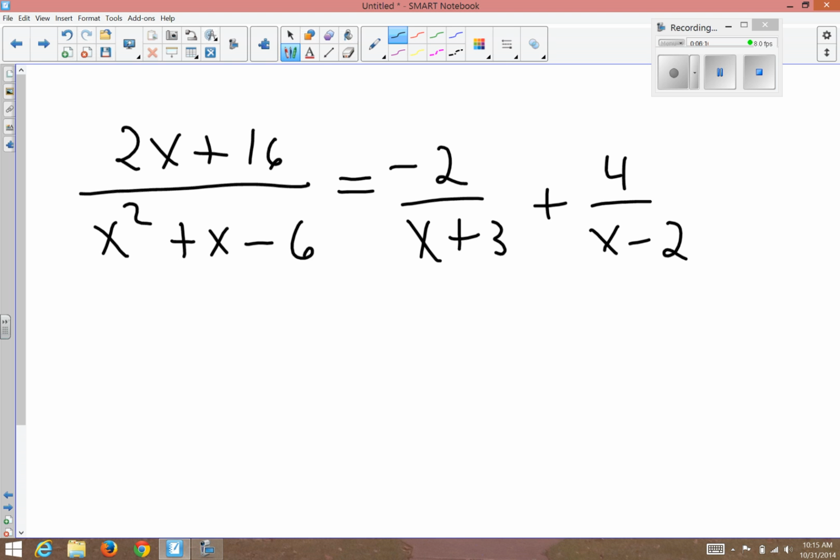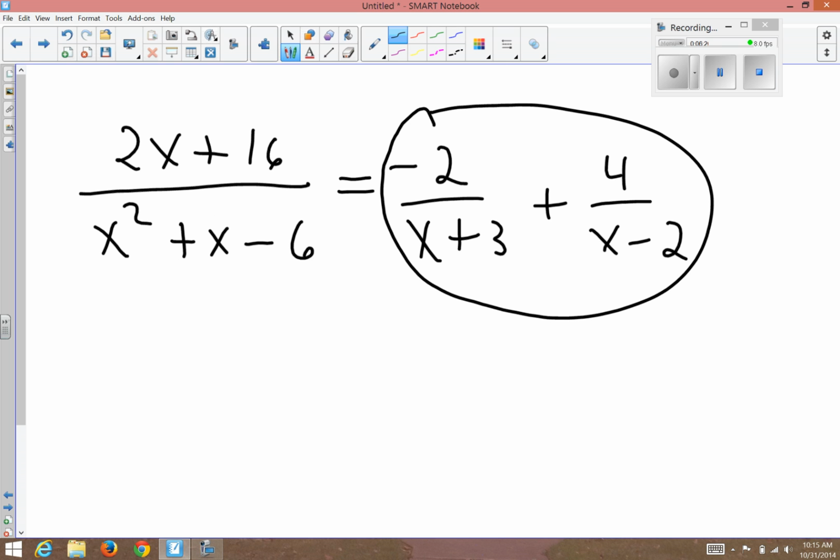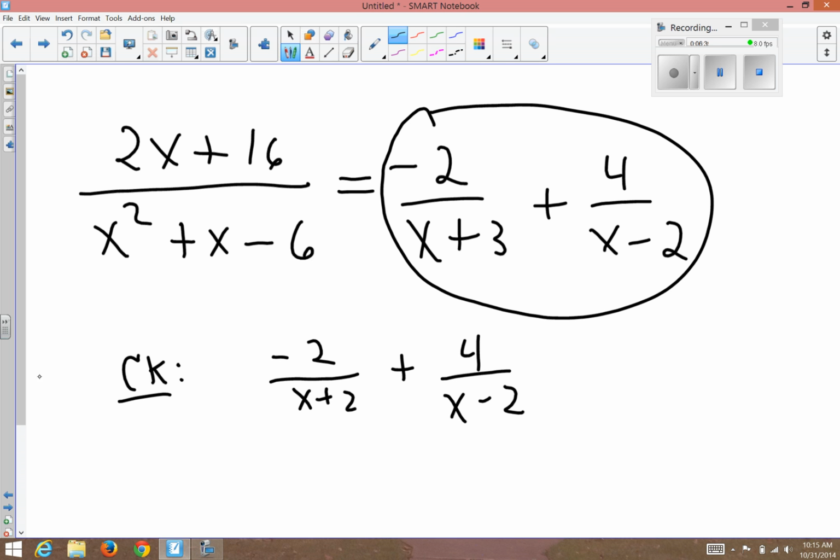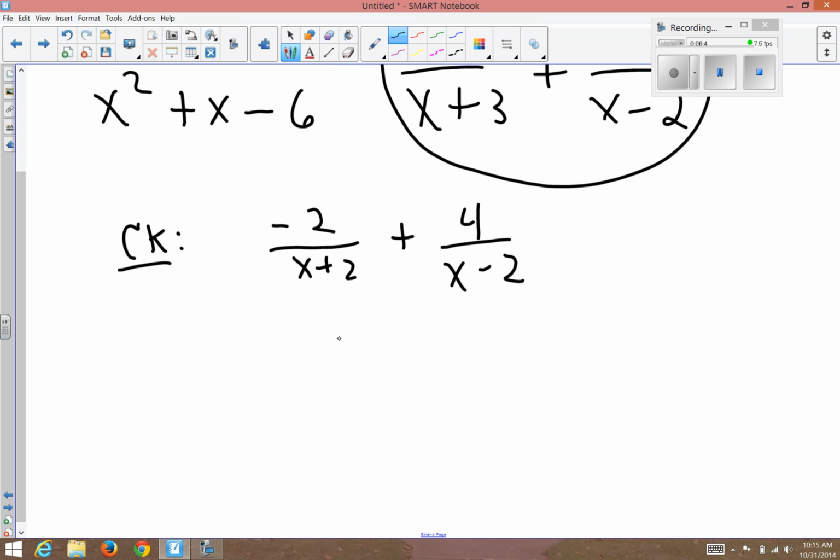That's it. This is the decomposition of this fraction. Add these two fractions, it's going to equal that. That's the answer. So to check, if we add these two fractions, it's supposed to equal that. If we want to add -2 over x plus 3 and 4 over x minus 2, we can't add these like this. They have to have the same denominator.